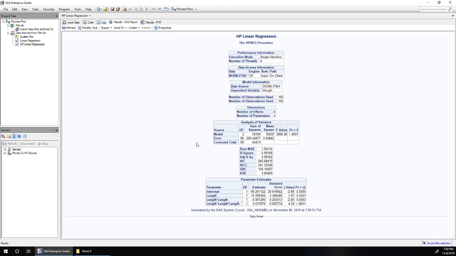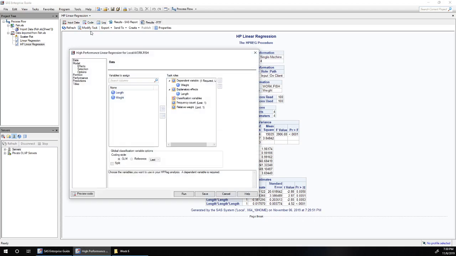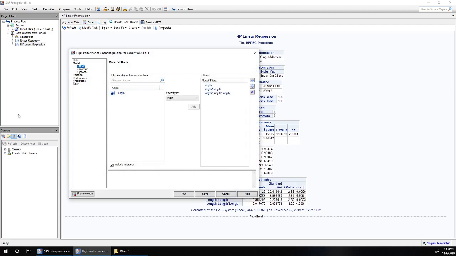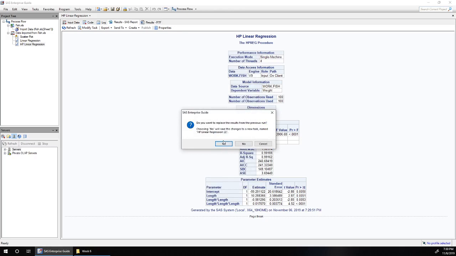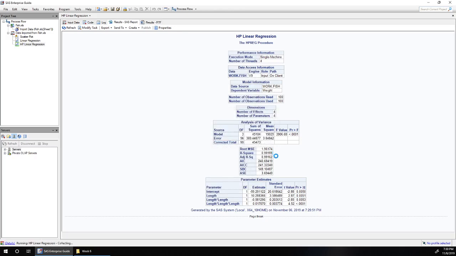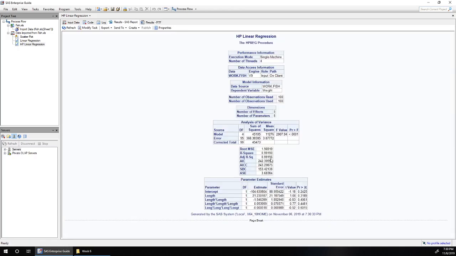All right, if length cubed is useful, maybe length fourth is useful. So let's try that. Go to effects, length, polynomial of degree 4. So now we're adding length fourth. Hit run. And this time we're going to find that our adjusted R squared goes down. It was 99.162, now it's 99.156. So that suggests that we did badly by adding length fourth.